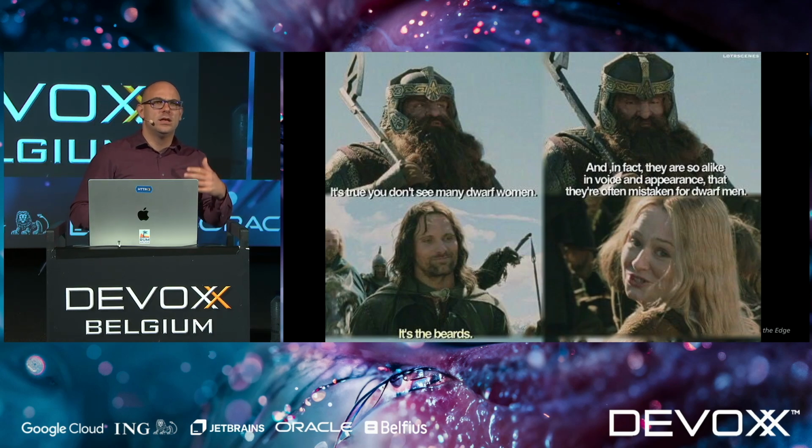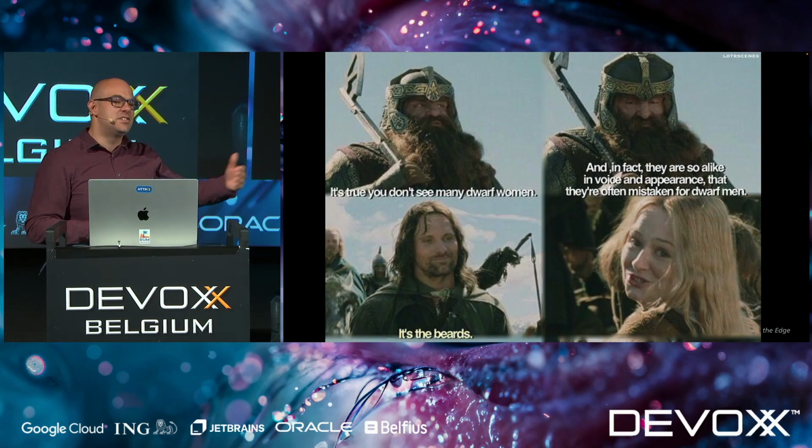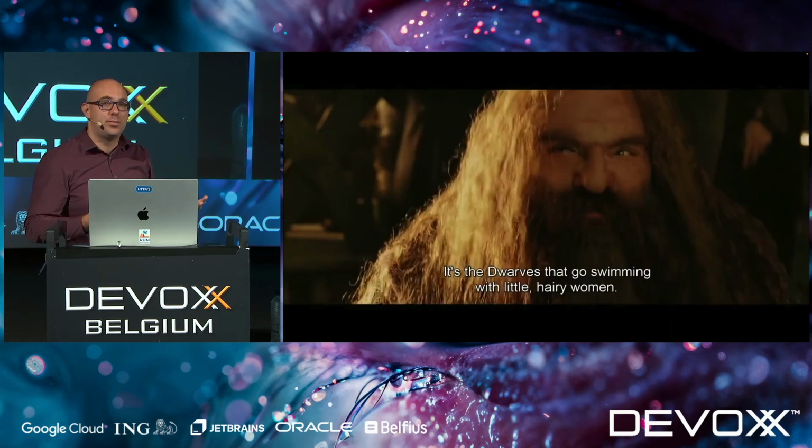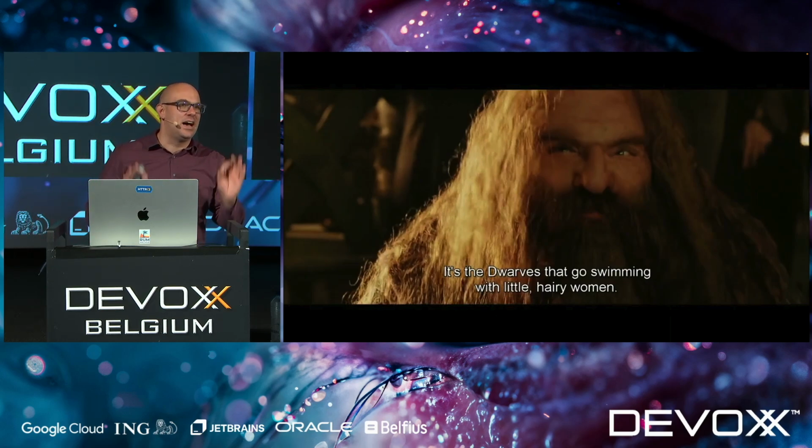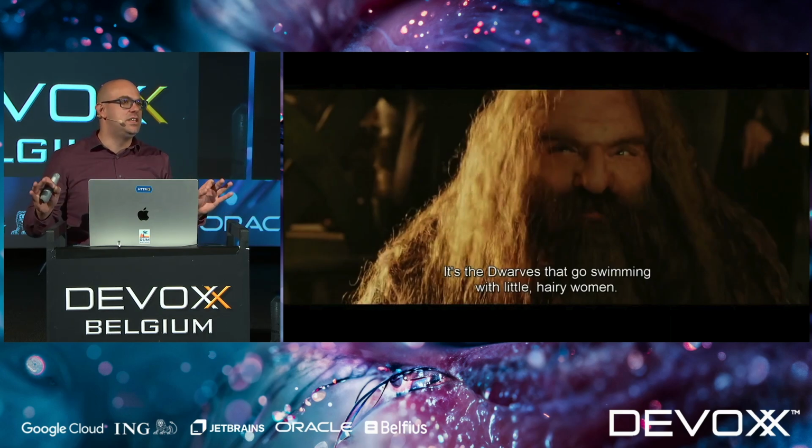And there is an extended scene in the third movie where they're having a party and the dwarf is drunk. And at a certain point he says this, he says, "It's the dwarves that go swimming with little hairy women." Now, I think this is the best line ever written for TV or movies ever, right? And if you don't agree with me, I don't think we can be friends, okay? It's that simple. This is genius, okay?